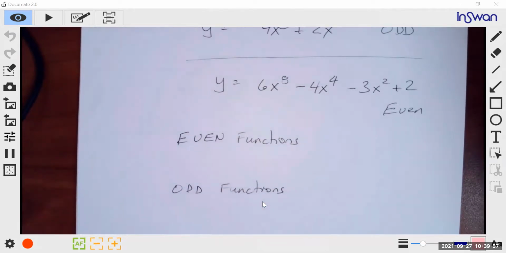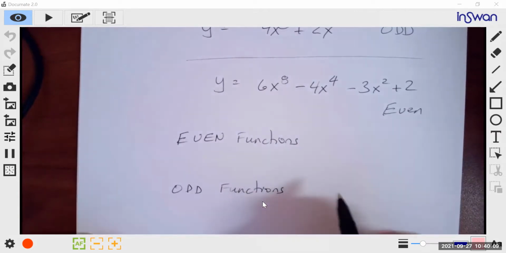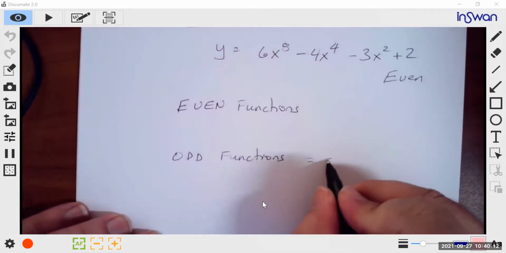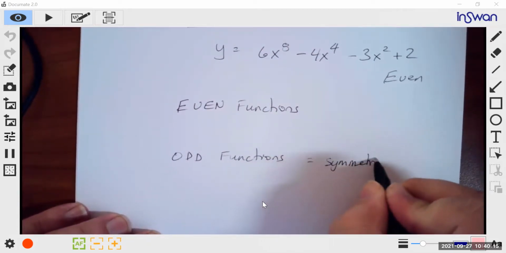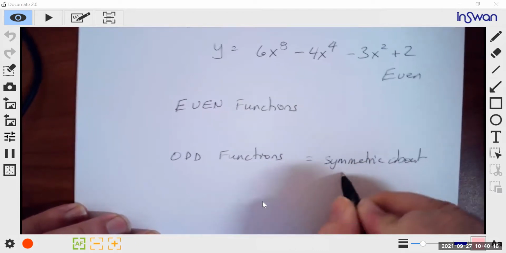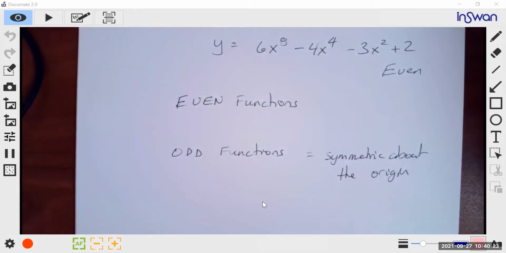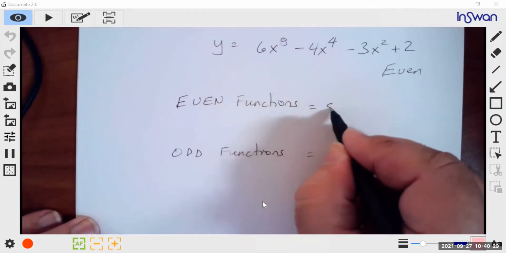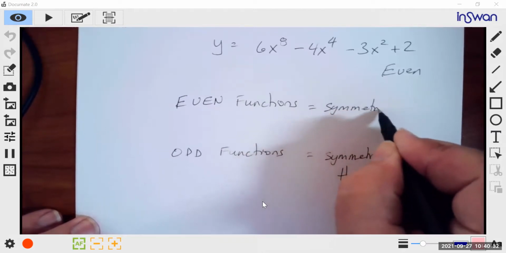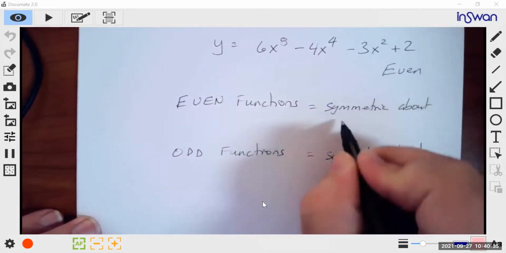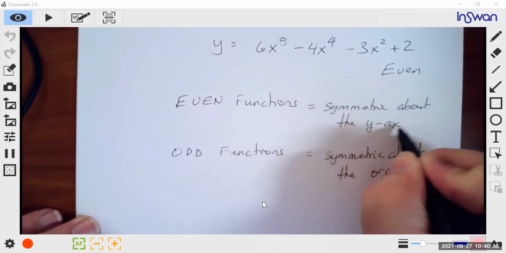So determining whether it's odd or even only matters, look at the exponents. That's much easier than, remember we talked about symmetry about the x-axis, y-axis, origin. If a function is odd, it's symmetric about the origin. If it's even, it's symmetric about the y-axis.